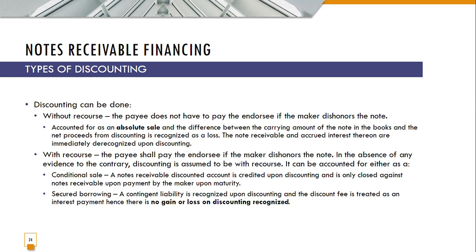Let's also discuss what types of discounting are out there. Discounting can be done without recourse or with recourse. Without recourse, the payee does not have to pay the endorsee when the maker dishonors the note. This is accounted for as an absolute sale. Any difference between the carrying amount of the note in the books and the net proceeds from discounting is recognized as a loss.